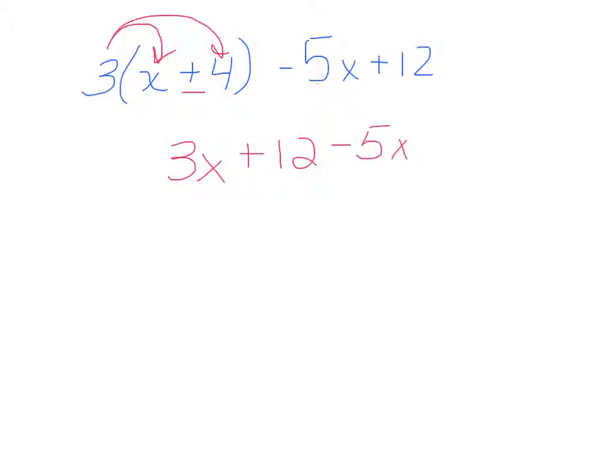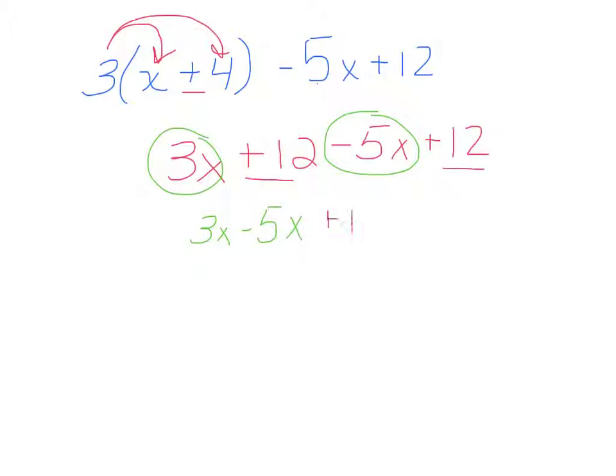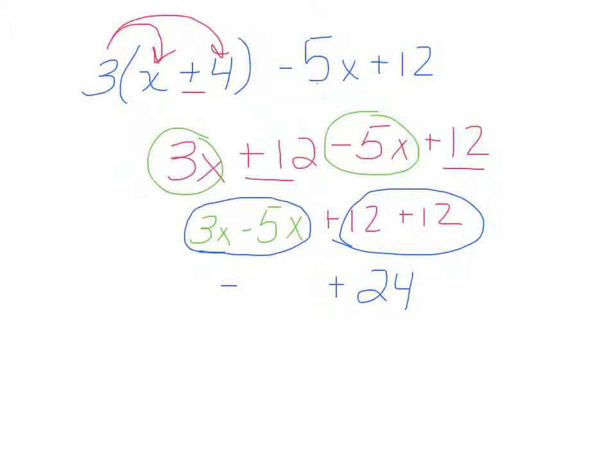Minus 5x plus 12. Let's rearrange this so we get like terms together. I know the 3x and the minus 5x go together. And then here I have the plus 12 and plus 12. Okay. 12 plus 12 is going to be 24. And then the 3x minus 5x will be negative 2x. Reason being is if I look at the coefficients, 3 minus 5 is negative 2. And this is the simplest I can make this. The 2x and the 24 are not like terms, so I'm not able to combine those at all.